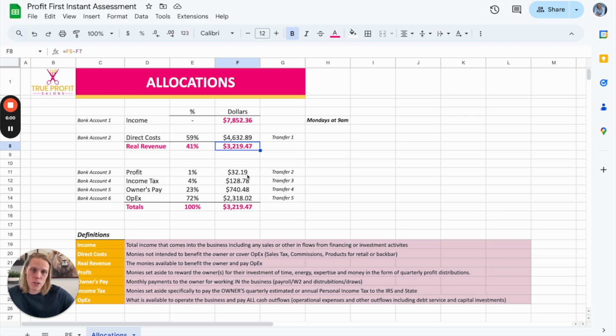So then we'll do another transfer, $32.19 to our profit account, $128.78 into our tax account, $740.48 into the owner's pay account, and then the remainder, $2,318.02 into the operating expense or OPEX account. That's it. We will have done our profit first allocations at that point.